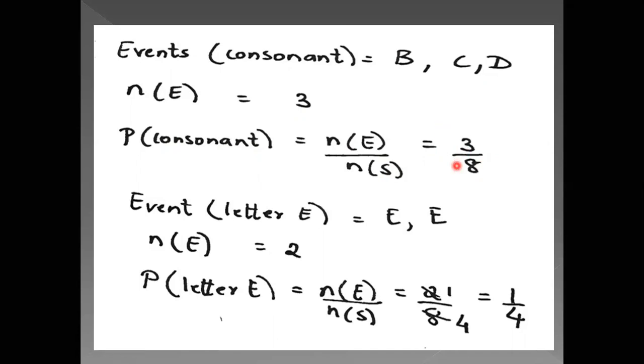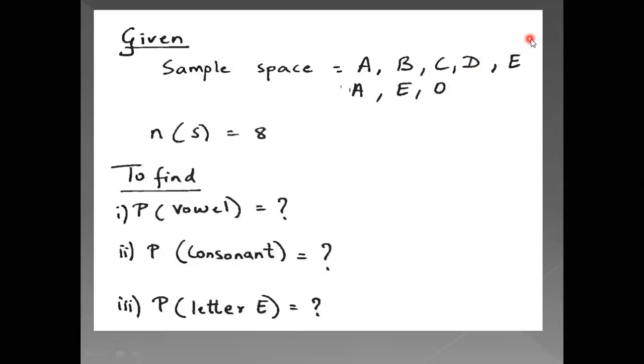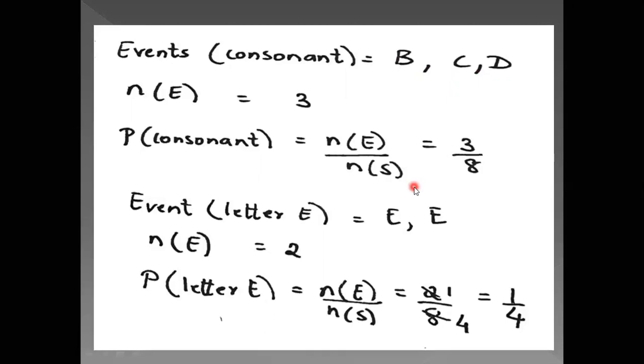Now next, the event is letter E. You can see in the listed sample space, there are 2 possibilities of letter E in the sample space. So there are 2 possibilities in the event because letter E they have said. So number of events is 2. When you're writing probability of letter E, it is equal to number of events upon number of sample space. Number of events is 2, total sample space is 8. So 2 ones are 2, 2 fours are 8. So the answer is 1 upon 4.